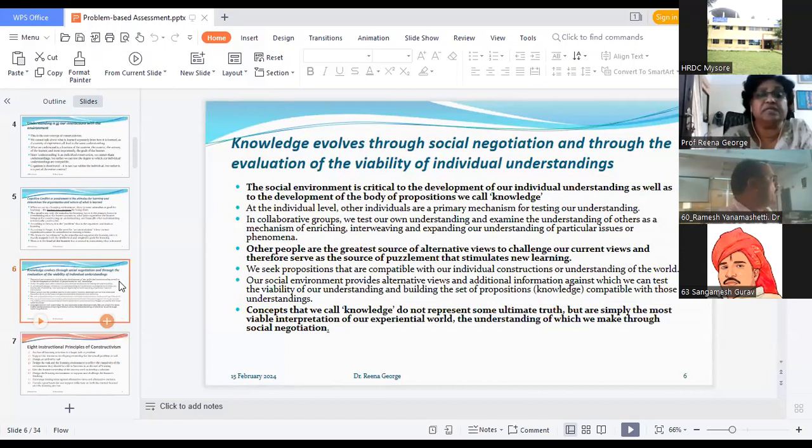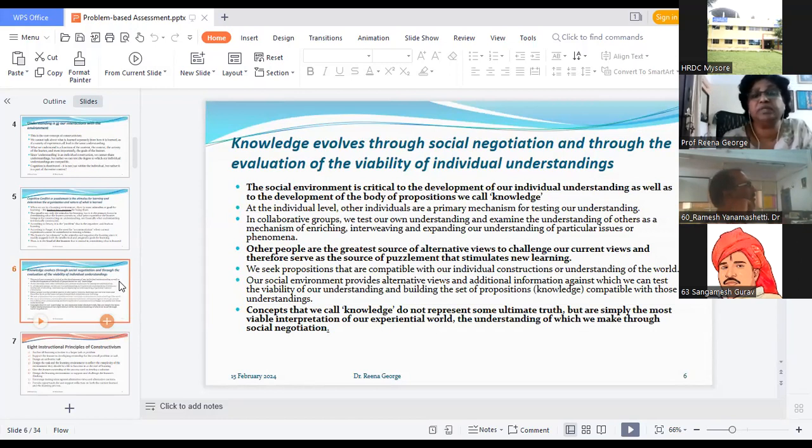And in constructivism, they encourage collaborative groups where we test our understanding and examine the understanding of others as a mechanism of enriching, interweaving, and expanding our understanding of a particular issue or phenomena. Okay, so we need these collaborative groups, we need dialogues, we need discussions, we need debates, we need arguments. Only then will knowledge evolve. So this is social negotiation. So other people are the greatest source of alternative views to challenge our current views.